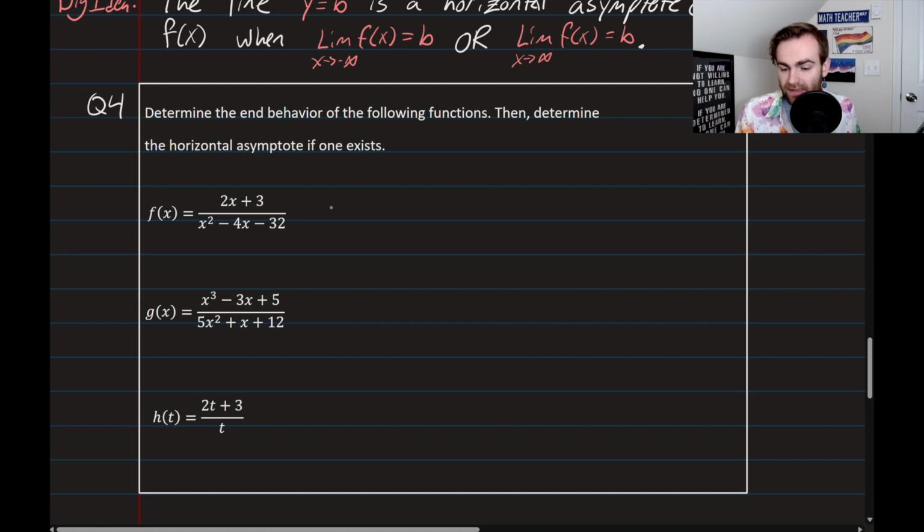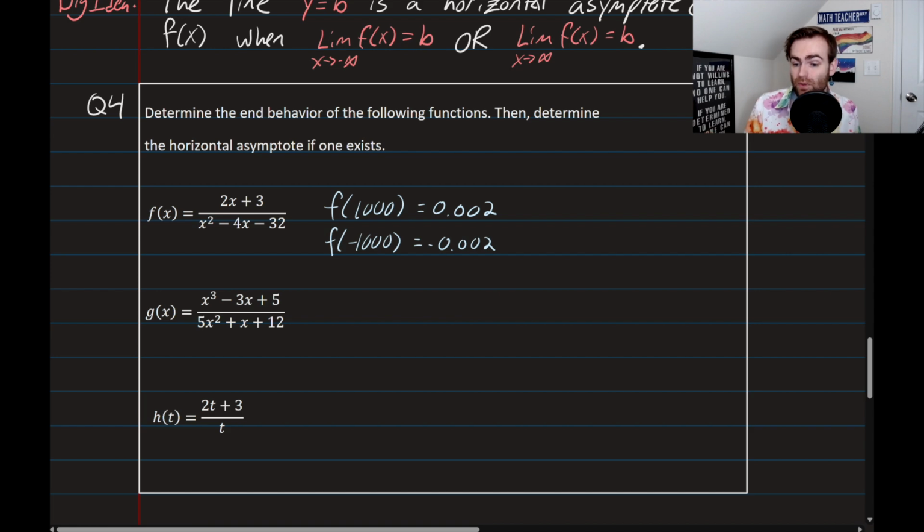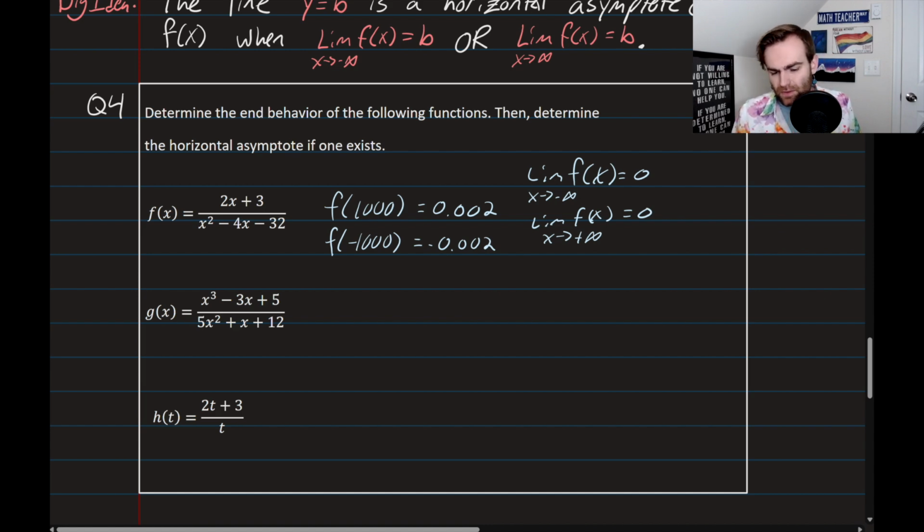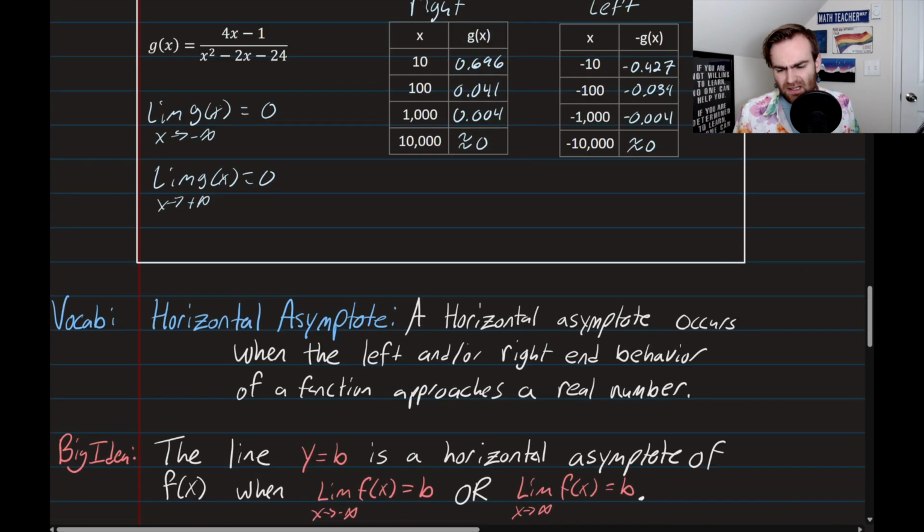So f of 1,000, f of negative 1,000. So f of 1,000 is 0.002. F of negative 1,000 is negative 0.002. I'm assuming it's getting closer to 0 on both sides. So that's what I'm going to write as my end behavior. The limit as x approaches negative infinity, f of x is approaching 0, and the limit as x approaches positive infinity of f of x is also 0. 0 seems to be quite common.